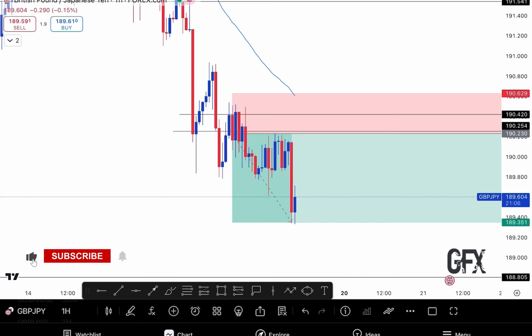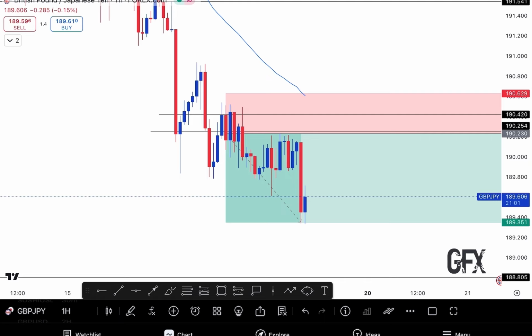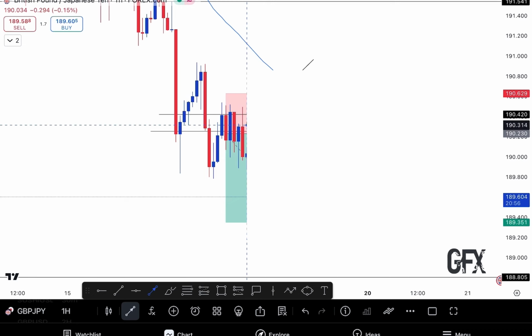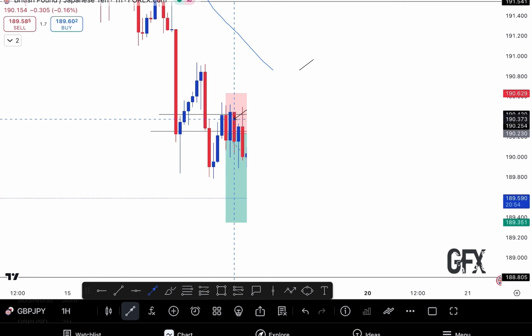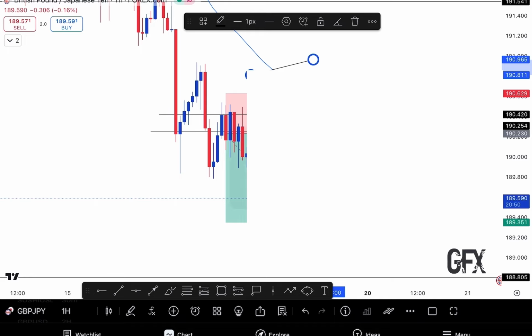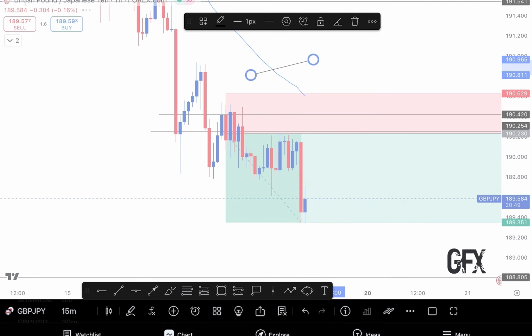Now I said, okay, we've identified at this point. Let's say that we did not see this part of the market getting formed. So this was the place we expected the retest. Price now came up to this point rather. So we now go down to our 15 minutes for entry.